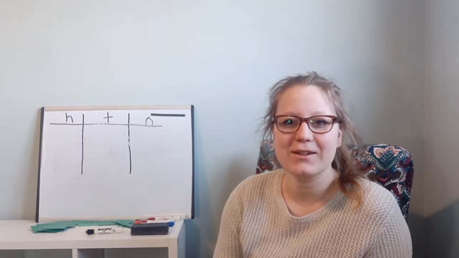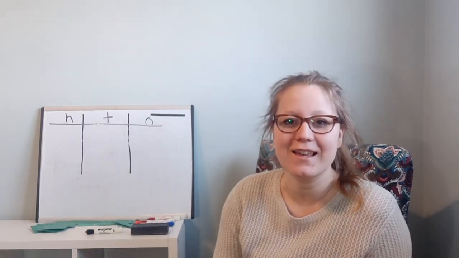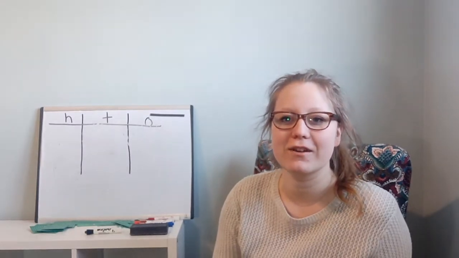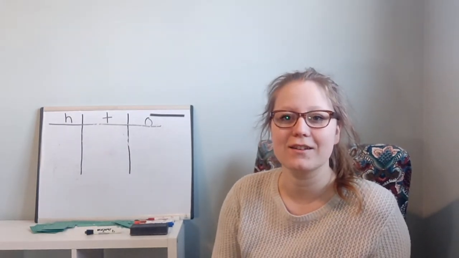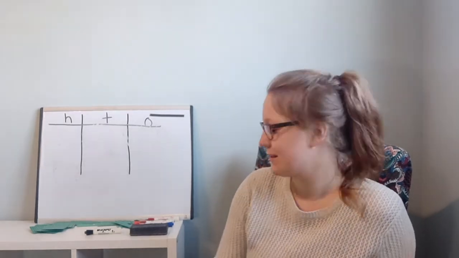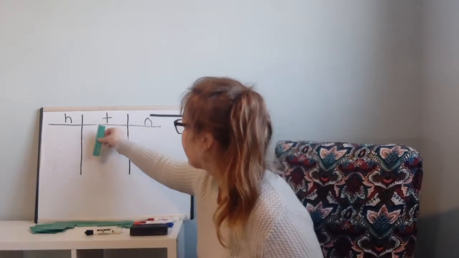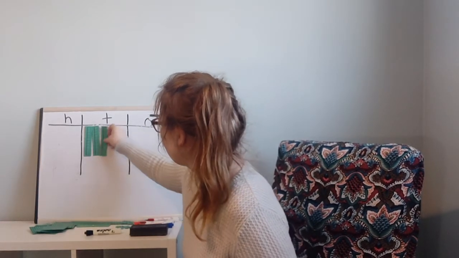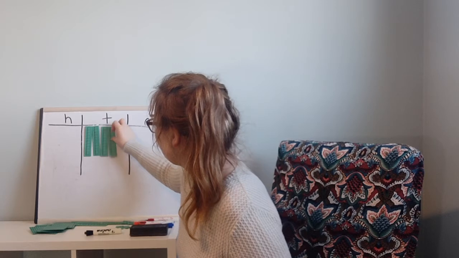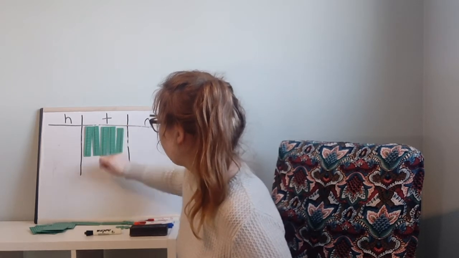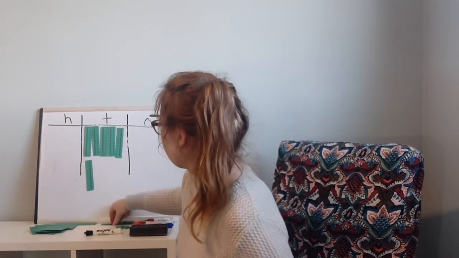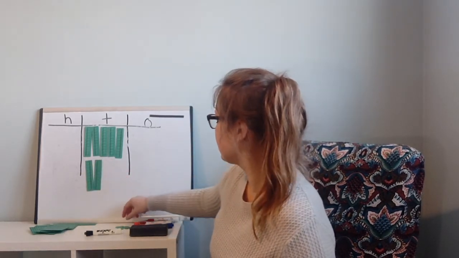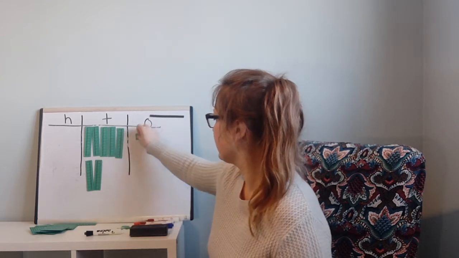All right, let's try and get a little bit more tricky. This time, can you show me 7 tens and 2 ones? What number will I have if I have 7 tens and 2 ones? Let's start with my 7 tens. 1, 2, 3, 4, 5, 6, 7. I've got my 7 tens and my 2 ones.